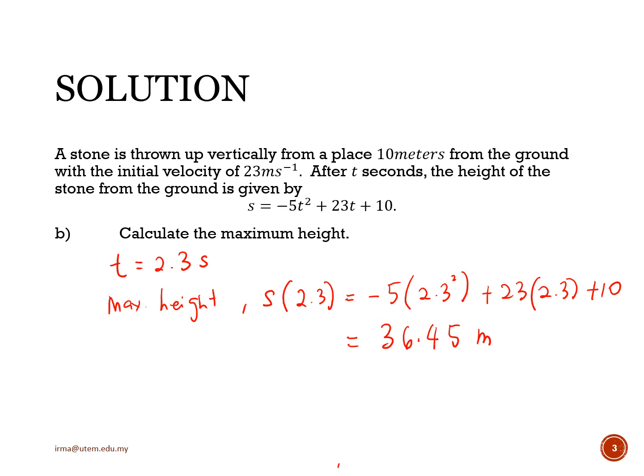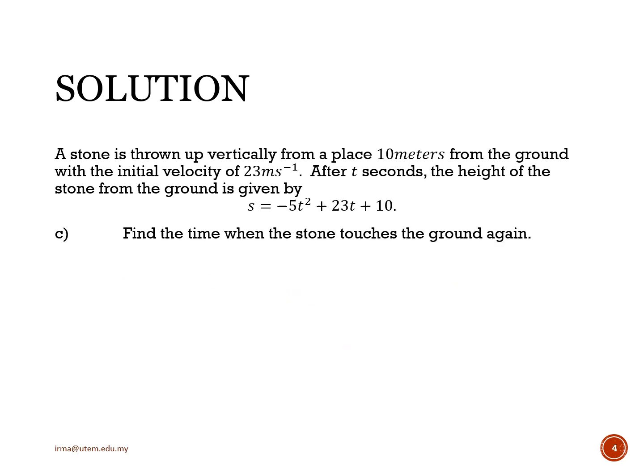Right, okay, next. So now we move to C. Find the time when the stone touches the ground again. Okay, we have just now this one, we throw the stone and this is the ground. So when the stone touches the ground, we have s equal to 0. Okay, so what you need to do is set s equal to 0.